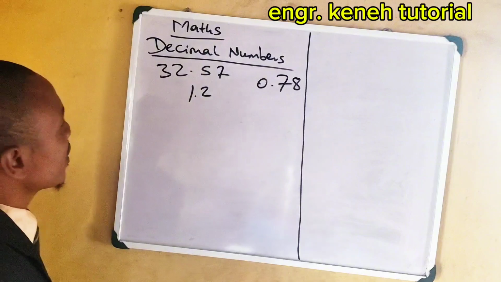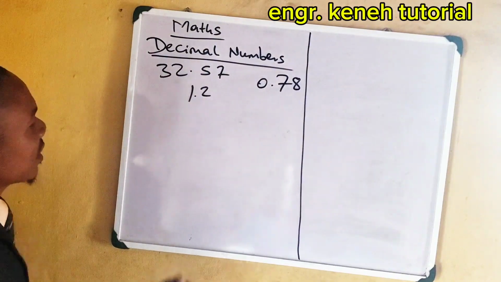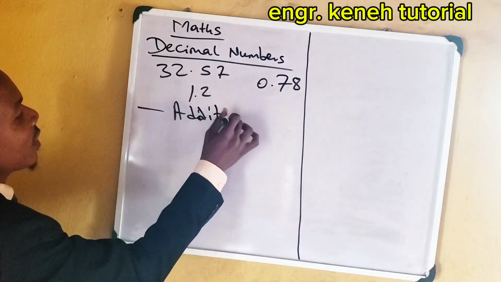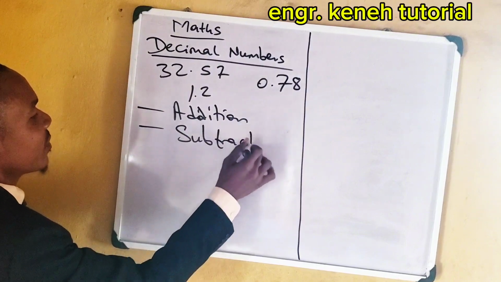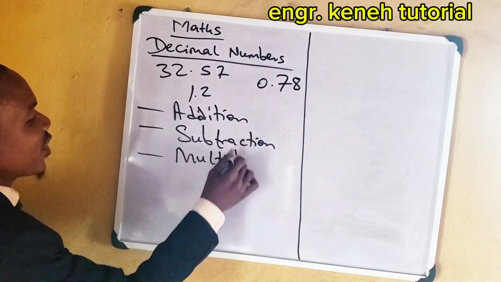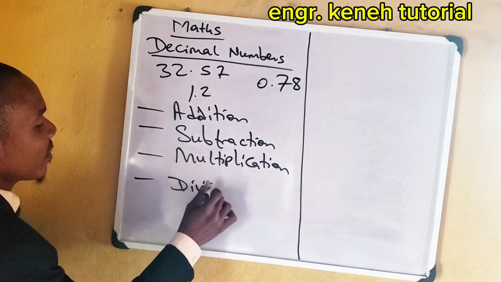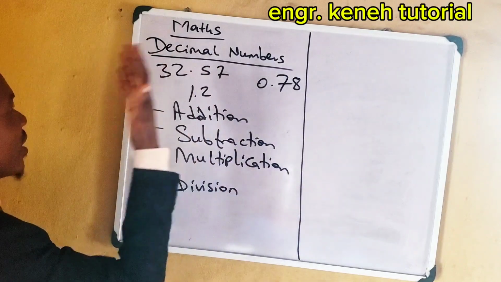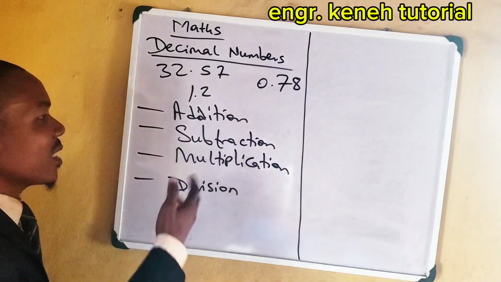Here we want to discuss how to carry out some operations that will involve decimal numbers. Operations like addition, subtraction, multiplication, and division. We are going to carry out these operations using decimal numbers. So listen attentively so that you see how this can be applied.